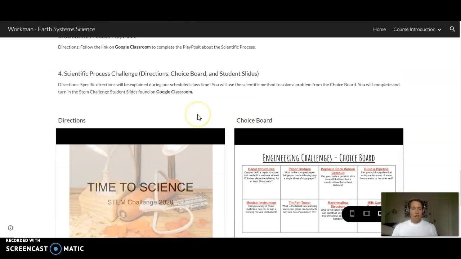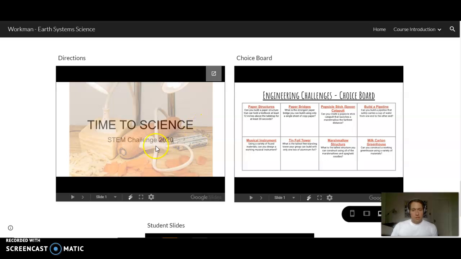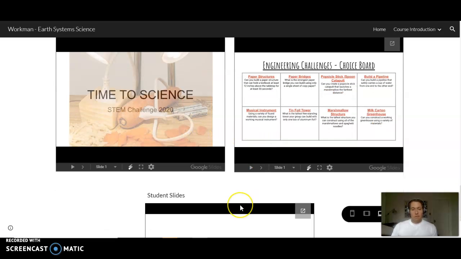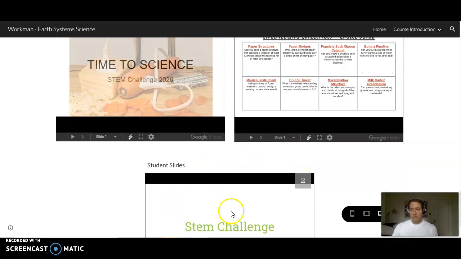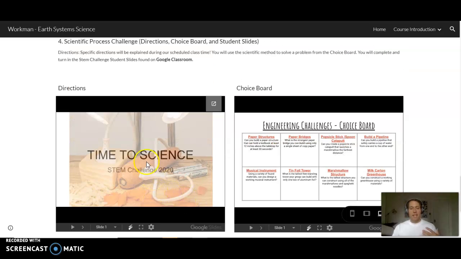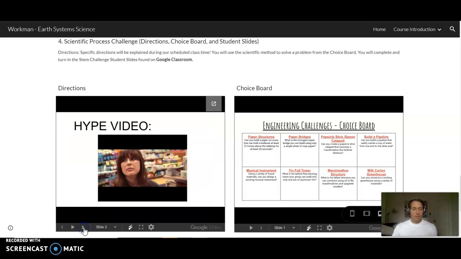And so you'll notice that on the website there's 3 different Google slide presentations. The first are directions, the second is a choice board, and then the third are the student slides, which you will eventually fill out. But these, I'm not going to go into detail here. I will go over them in class, probably the second time we meet this week. Before you come to that second time, make sure that you've kind of looked through. Definitely watch this hype video.